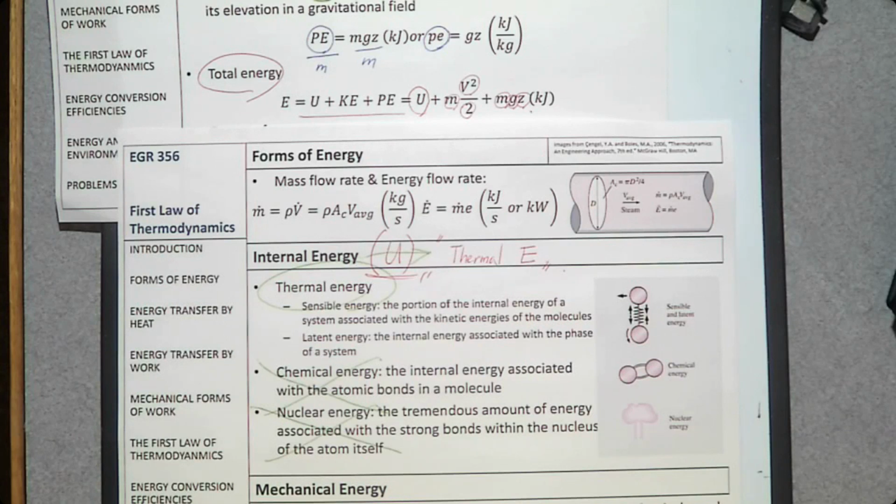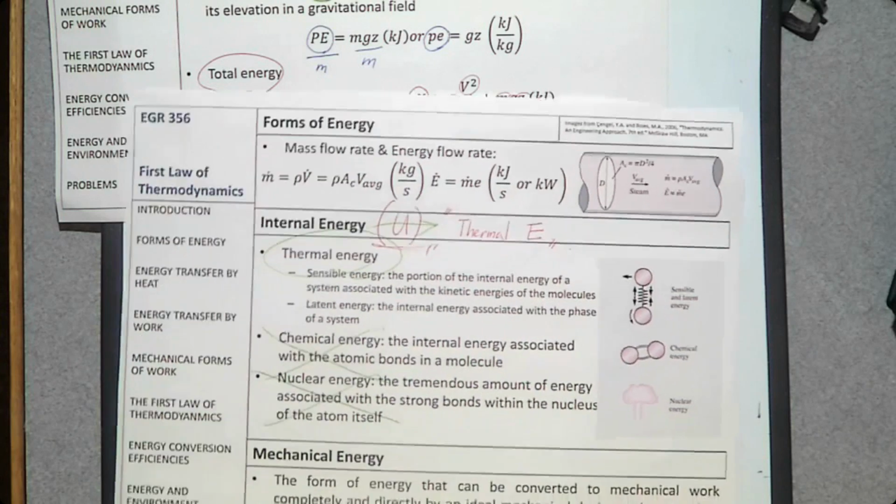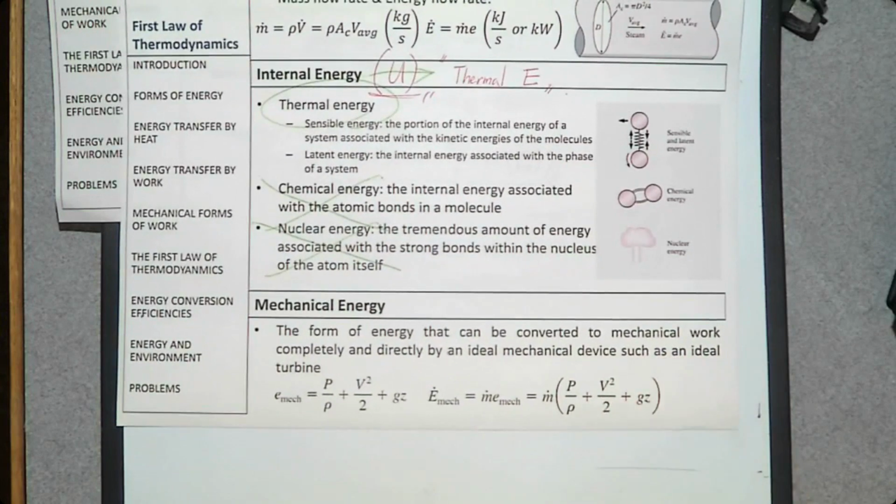Okay. However, determining this U, depending on whether it is sensible energy or latent energy, is a little complicated. So we are going to use one chapter to understand how to determine U. That is chapter 3. Until then, in this chapter 2, we are going to focus on macroscopic forms of energy. They are potential energy and kinetic energy. So what are potential energy and kinetic energy?